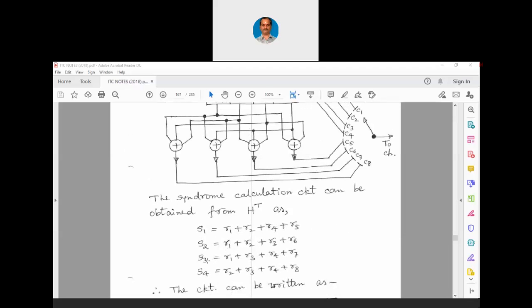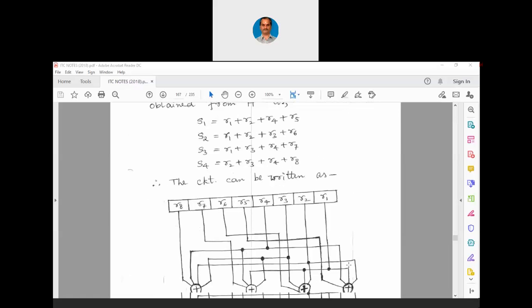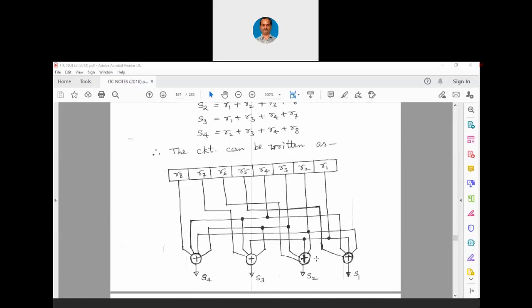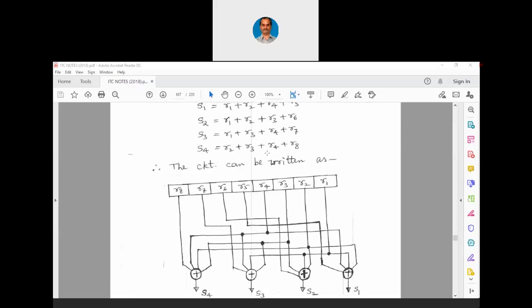Similarly, for the third bit and the fourth bit in the syndrome, we can write S3 equals R1 plus R3 plus R4 plus R7 and S4 equals R2 plus R3 plus R4 plus R8. In this way, we can write the hardware for the syndrome calculation circuit in accordance with these equations.